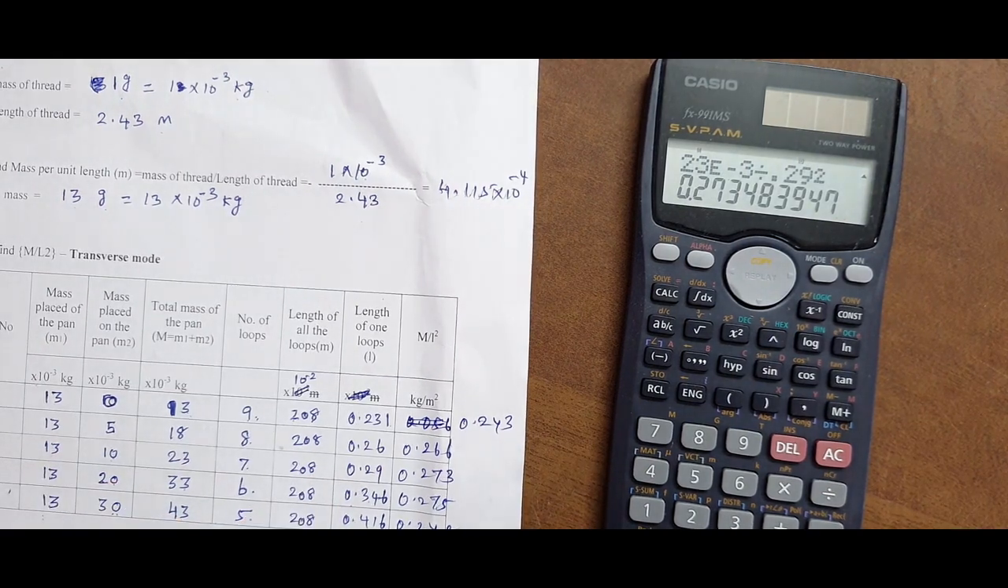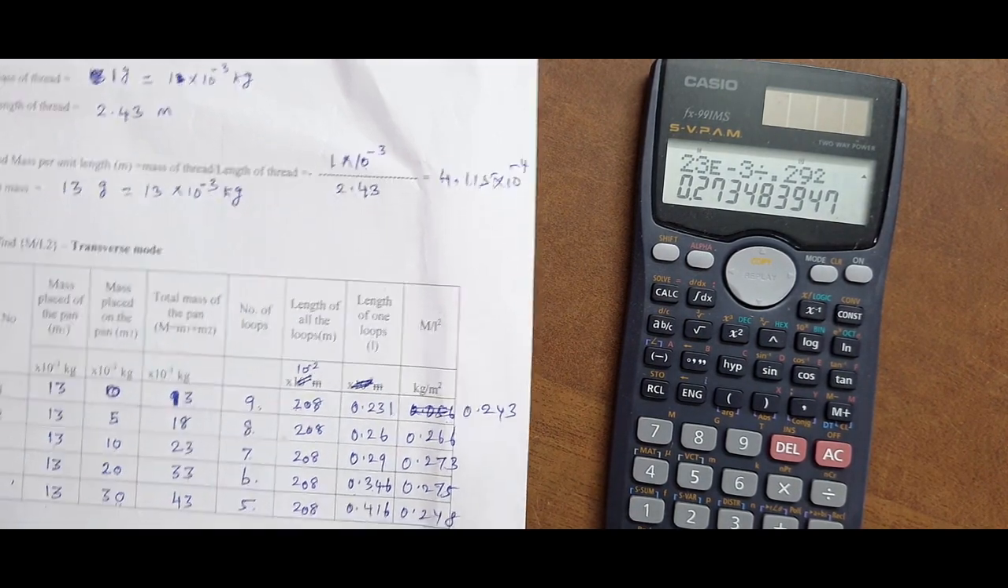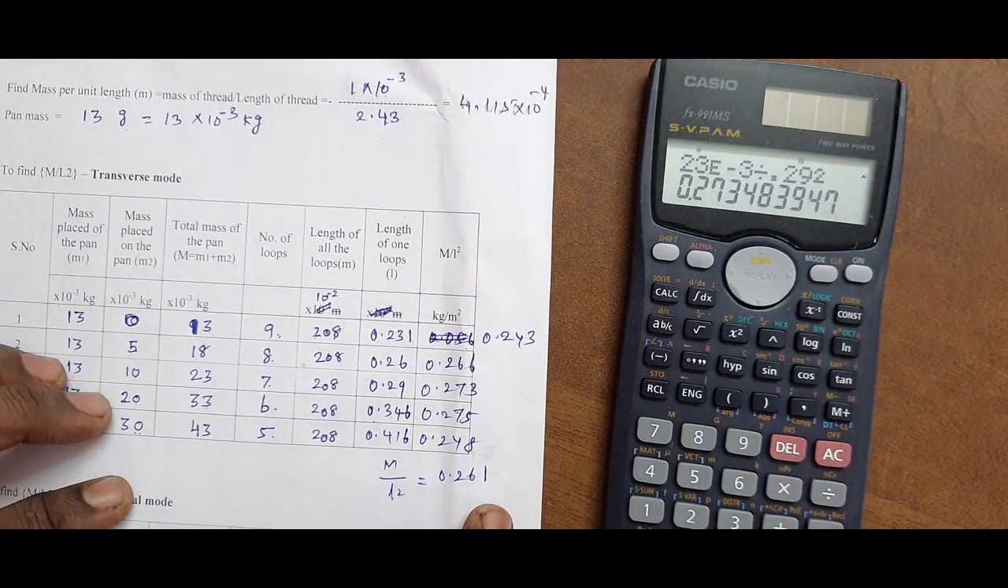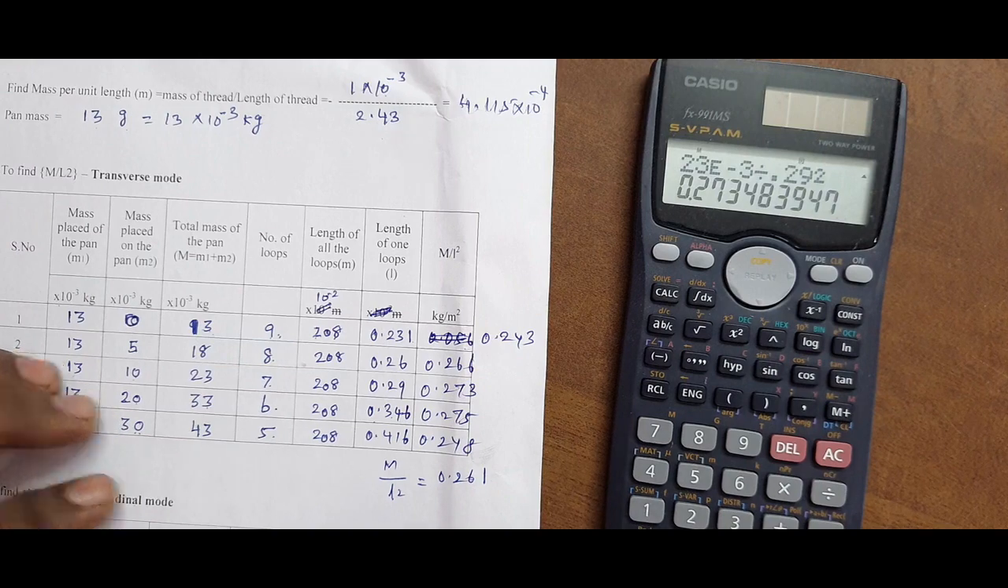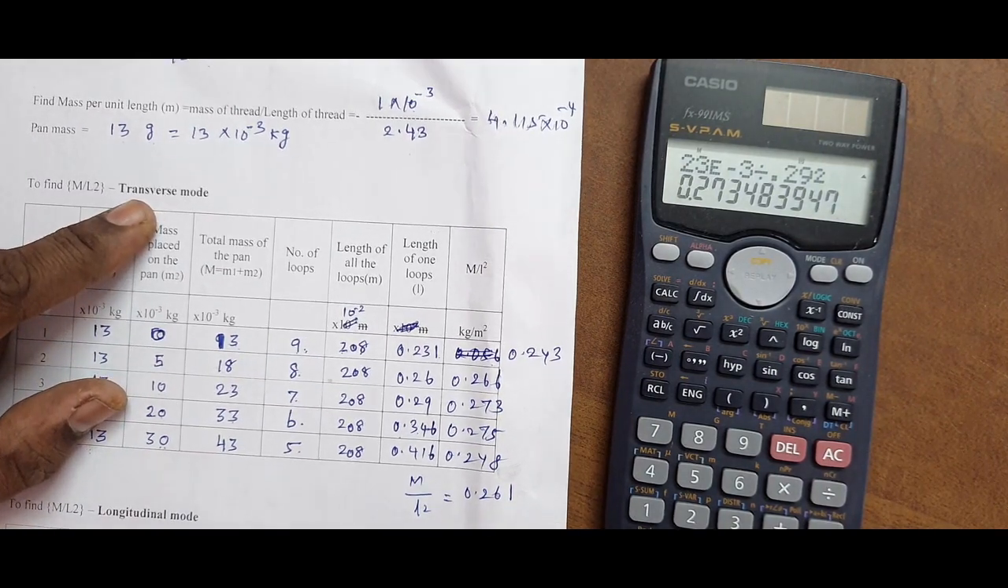0.248 values. So, in this case, for the mean value, we add the 5 values and divide by 5. The final answer for m by L squared is 0.261. Okay, this value 0.261 kilograms per meter squared is the value of m by L squared for transverse mode.